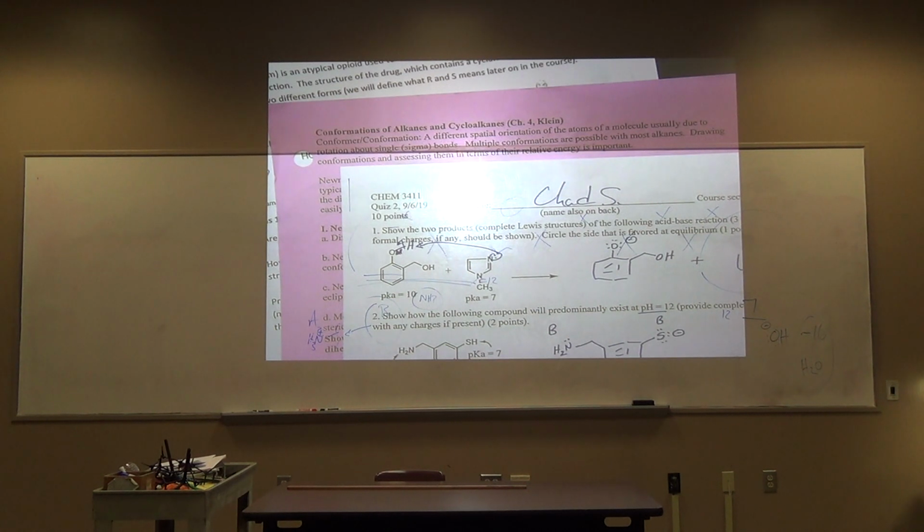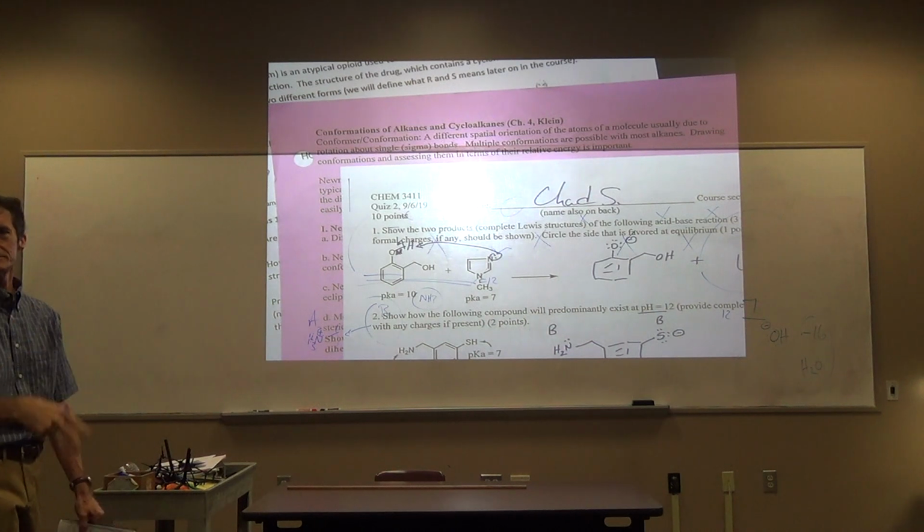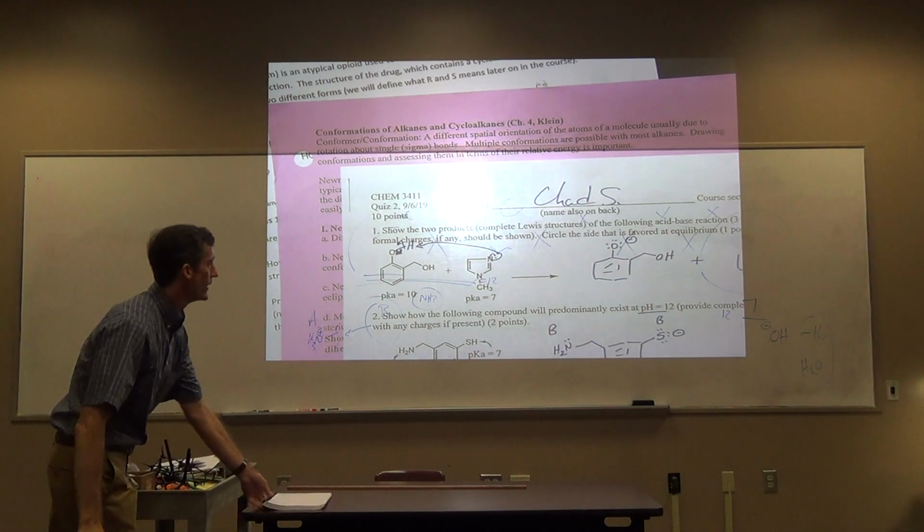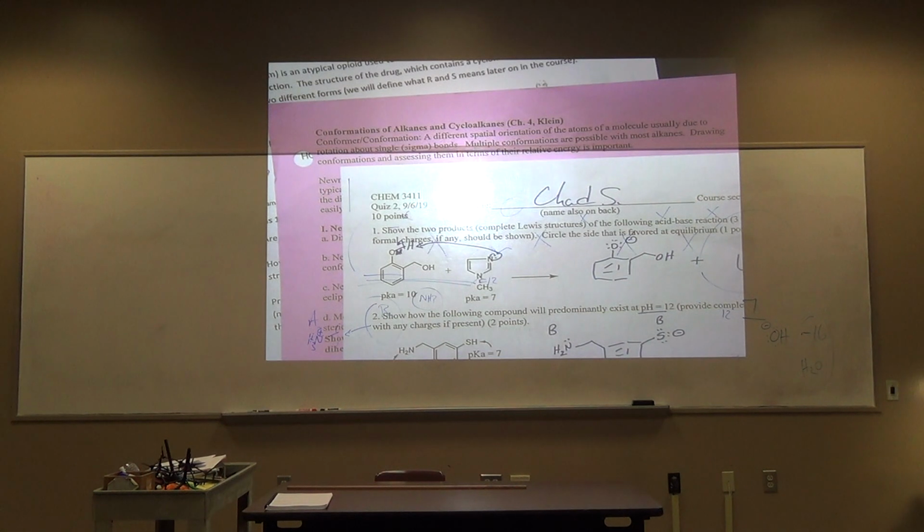Whenever you have conjugation, you're always going to be able to draw resonance structures. So it's the same thing. Understood. It's just sometimes you use one word. It's conjugated, it's resonance delocalized. Some people say one thing. Last question.